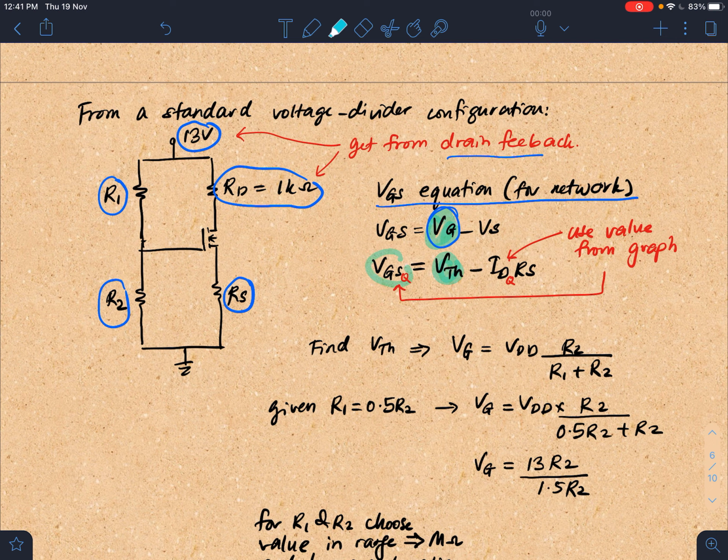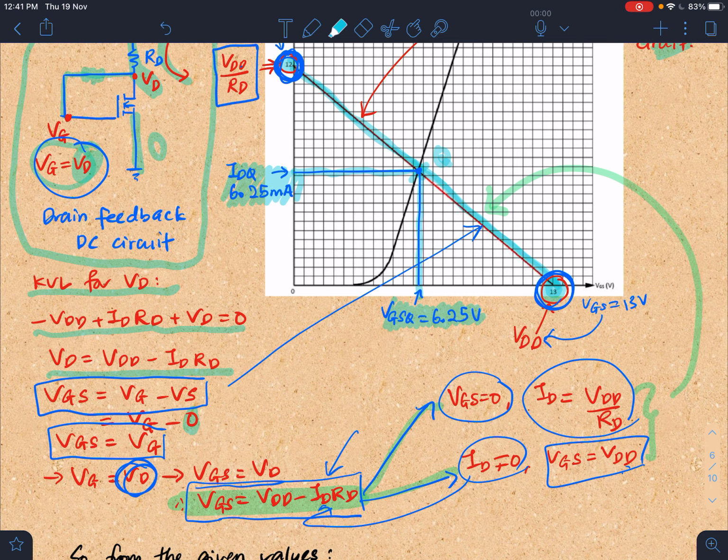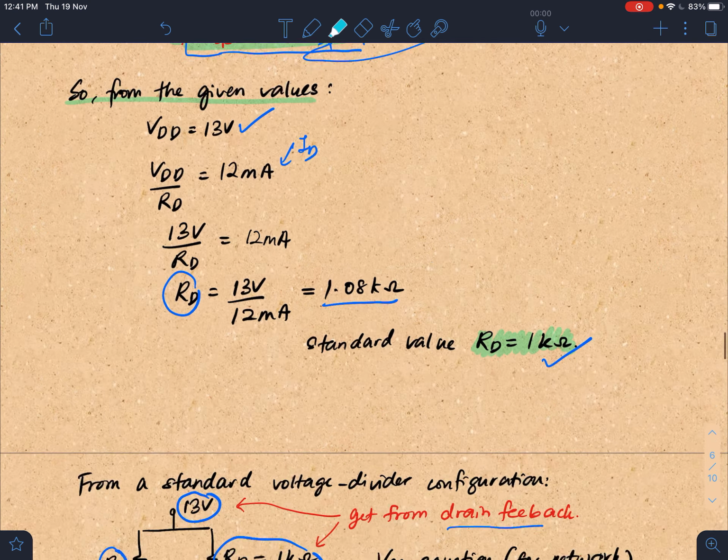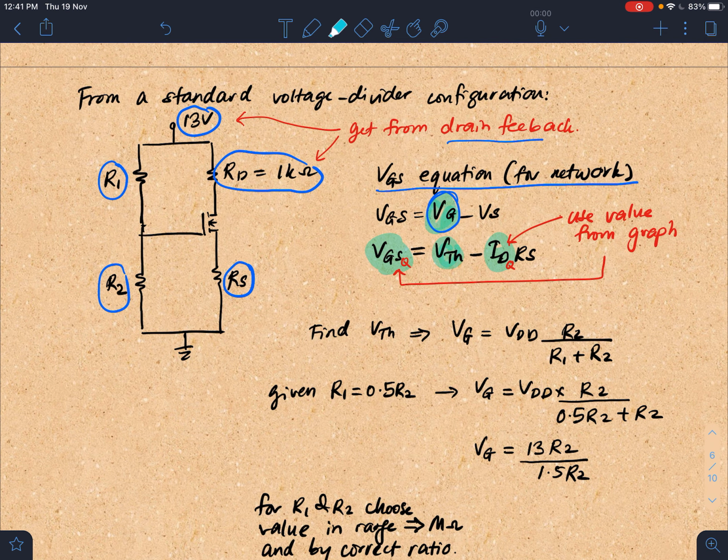And the VGSQ here, we already get from the graph, and also the IDQ. Remember that? We have VGSQ and IDQ from the graph, so we use the same values here.